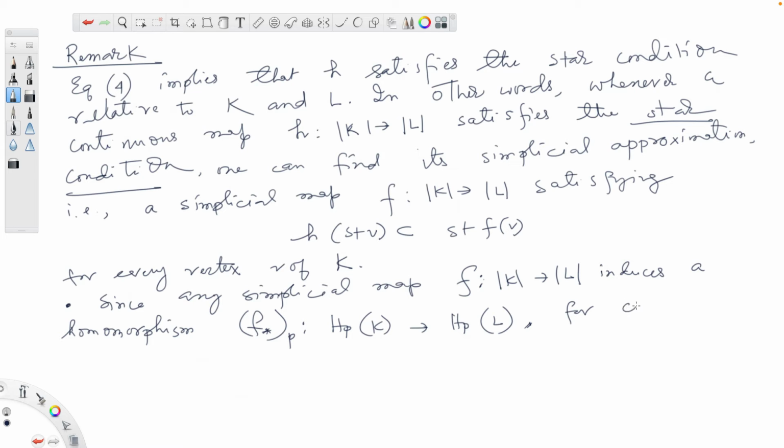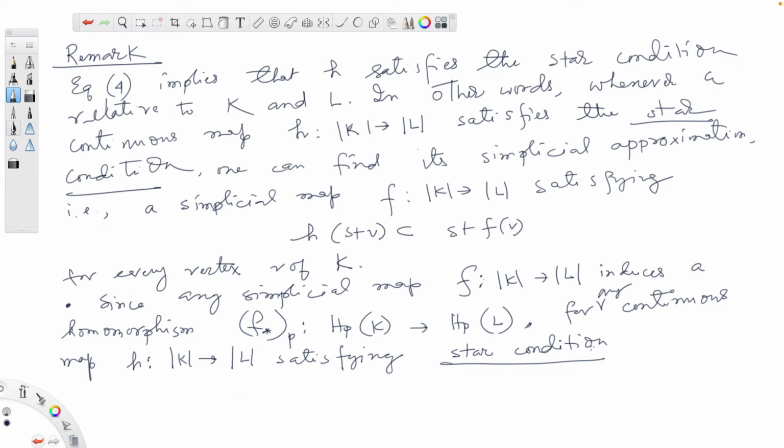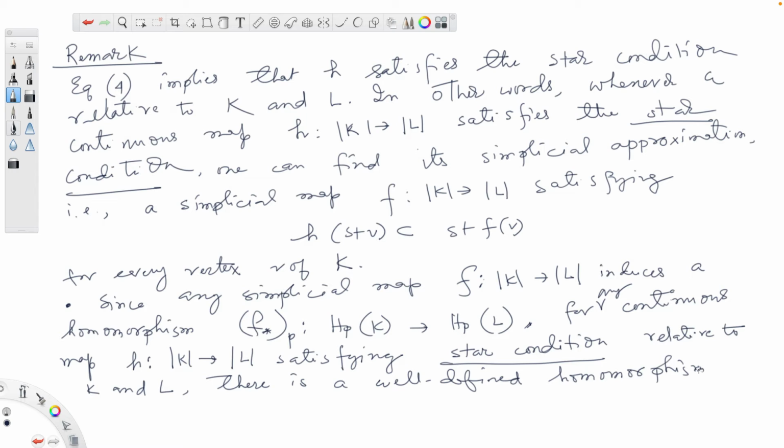For any continuous map, which does not need to be a simplicial map, for any continuous map h from mod K to mod L satisfying the star condition relative to K and L, there is a well-defined group homomorphism h star at p at the level of the homology groups, which takes H_p of K to H_p of L.